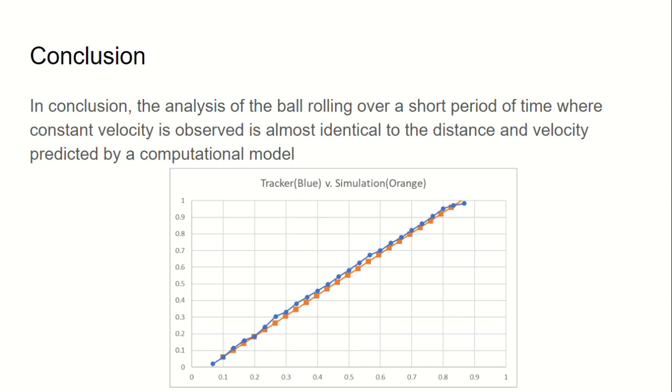In conclusion, the analysis of the ball rolling over a short period of time where constant velocity is observed is almost identical to the distance and velocity predicted by a computational model.